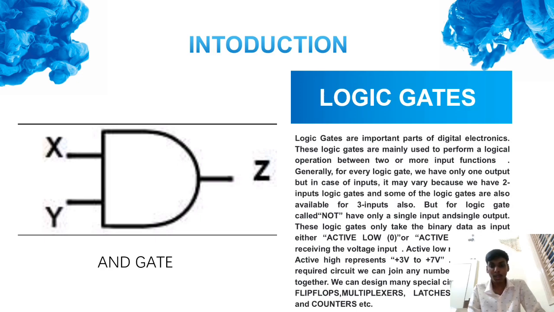Logic gates are important parts of digital electronics. These logic gates are mainly used to perform a logic operation between two or more input functions. Generally, inputs may vary because we have two-input logic gates, and some logic gates are also available with three inputs. But the NOT gate has only one single input and single output. These logic gates only take binary data as input.